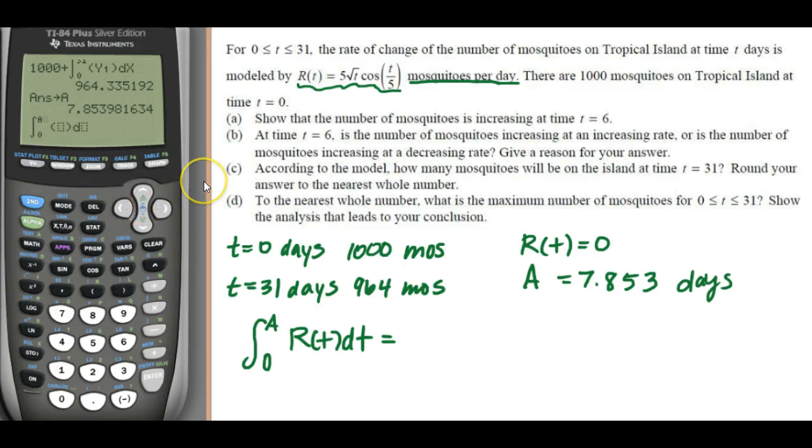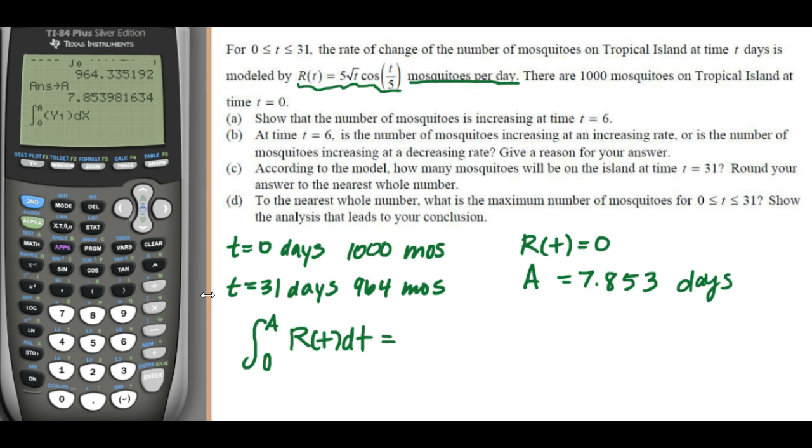So under no circumstances can you type in just 7.853, or even 7.853 and 10 or 20 places past the decimal. You have to put the stored value in. And then we can go ahead and choose the function y1 again, and then dx, and enter.